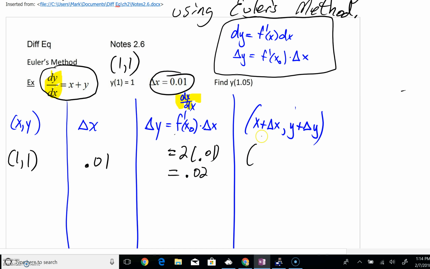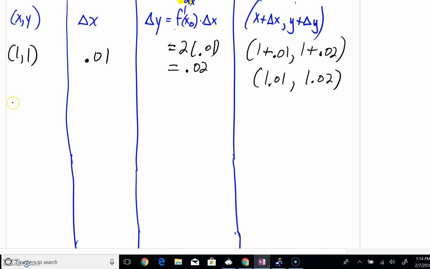Then what? We come back over here, we'll say take your original x, which is 1, add to it 0.01, take your original y of 1, add to it your delta y, which in this case is 0.02. You have a new point. That new point is (1.01, 1.02). Then we're going to continue. We're going to do the exact same process that we just did. And that's what I mean when I say Euler's method is so mechanical. It's really just doing the exact same steps.